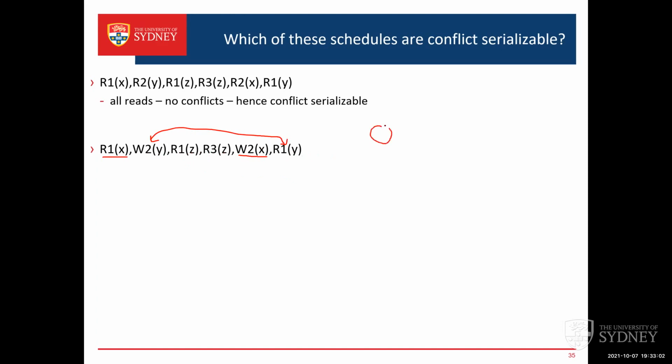So now draw the graph. How many transactions do I have in this case? I have three transactions: T1, T2, T3. First conflicting pair is R1X and W2X. So I need to draw an edge from 1 to 2. Hopefully that is making sense, because we will perform R1 first, then W2. So I need to draw an edge from T1 to T2. And for this pair, I need to draw an edge from 2 to 1, right?